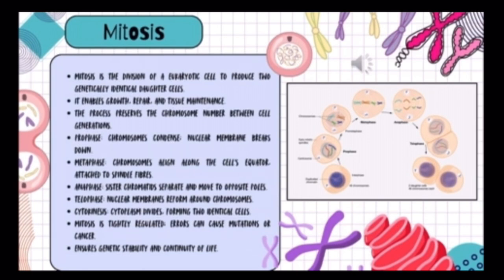Mitosis is tightly regulated, as errors can lead to mutations or uncontrolled cell growth, such as cancer. This precise process highlights how cells maintain genetic stability while supporting life's continuity.